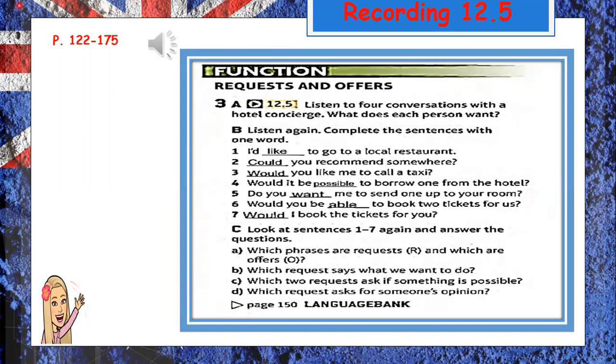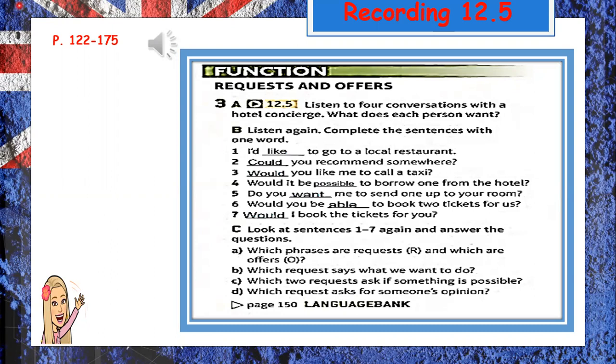After listening to 4 conversations, you need to complete the sentences with one word. 1. I'd like to go to a local restaurant. 2. Could you recommend somewhere? 3. Would you like me to call a taxi? 4. Would it be possible to borrow one from the hotel? 5. Do you want me to send one up to your room? 6. Would you be able to book 2 tickets for us? And 6, would I book the tickets for you?